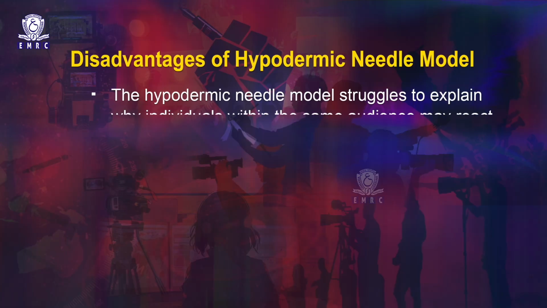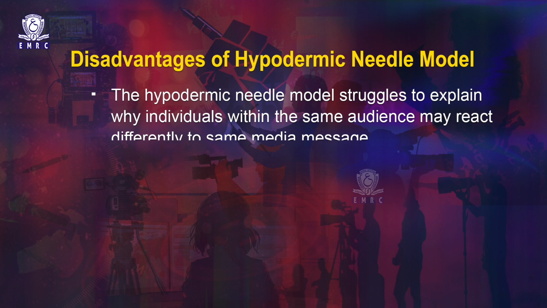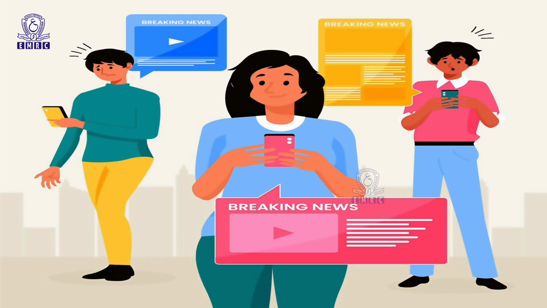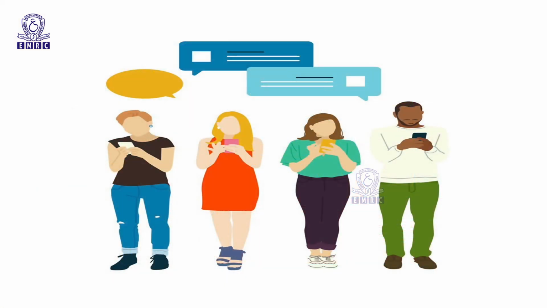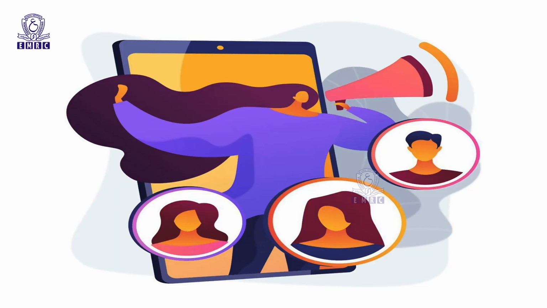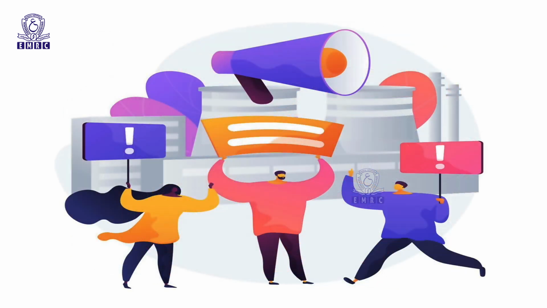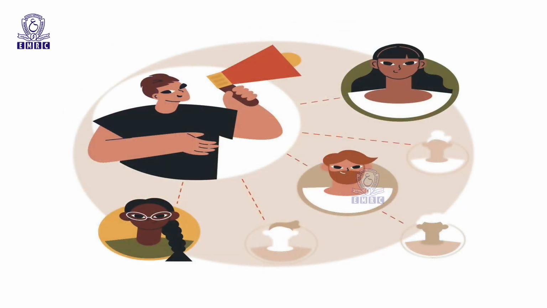The hypodermic needle model struggles to explain why individuals within the same audience may react differently to the same media message. Propaganda may evoke varied responses due to individuals' differences, contextual factors, and personal bias. It neglects the concept of self-perception, whereby individuals interpret messages in ways that align with their existing attitudes and beliefs. This is particularly relevant to propaganda as audiences actively engage in the filtering and interpretation of information.